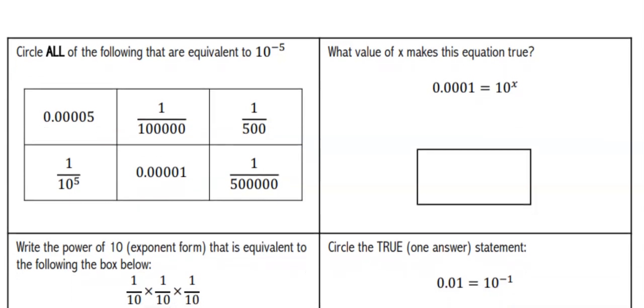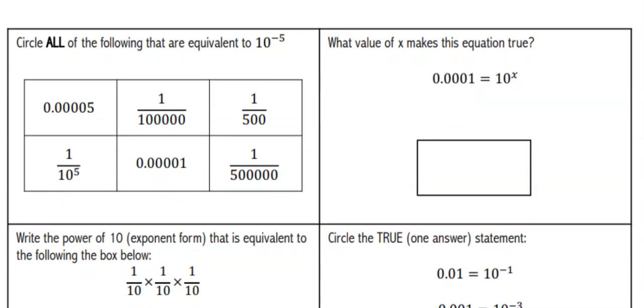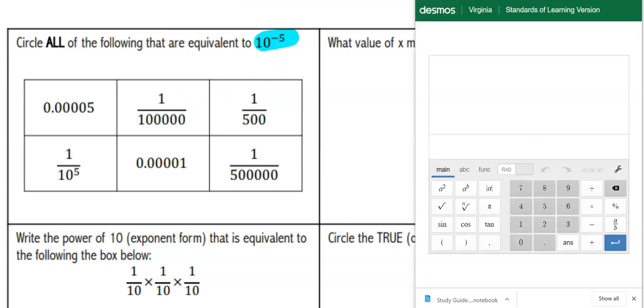So let's look at some more powers of 10. We're looking for all numbers that are equivalent to 10 to the negative 5. So before I even look at my choices, I could put it into my Desmos, right? So you notice I have my Desmos calculator here. Just like the example that I gave you, you can put in 10, and use your exponent here and put in the negative 5 power. And it'll give you just 1 times 10 to the negative 5. So if we have it that way, we can multiply that times 1, and it'll still give us that.